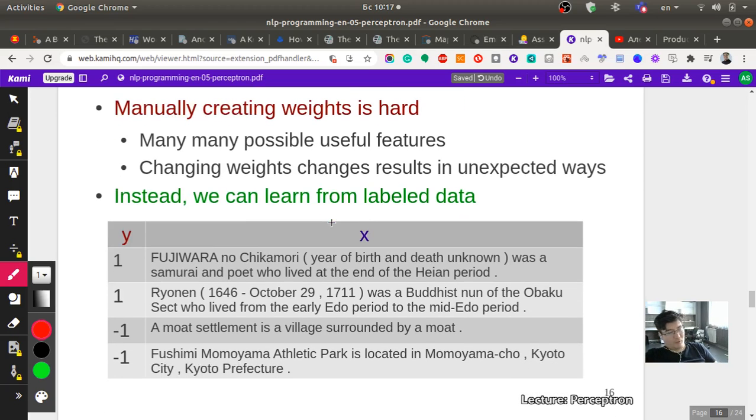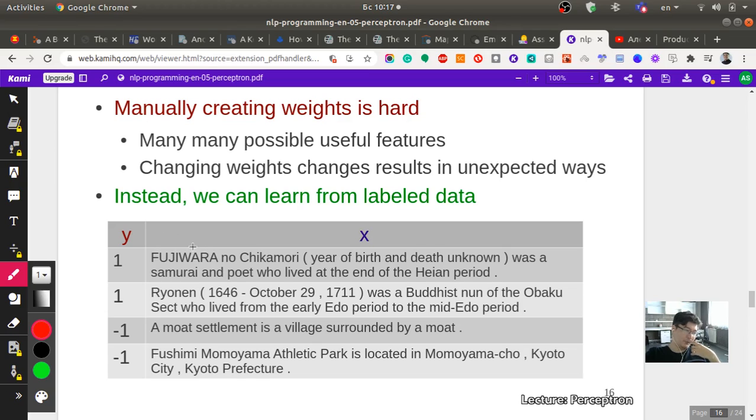So for example, you can create some features. You can write them by yourself, or you can try to predict them, to find which are most optimal for this kind of task. So we can learn from labeled data. For example, you have already labeled data. So this is the text.